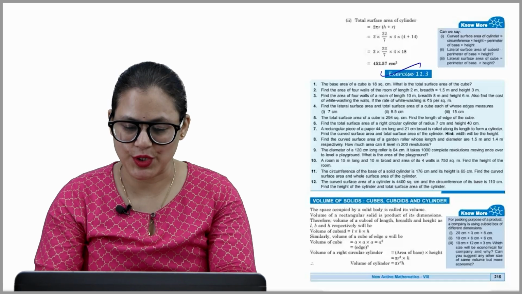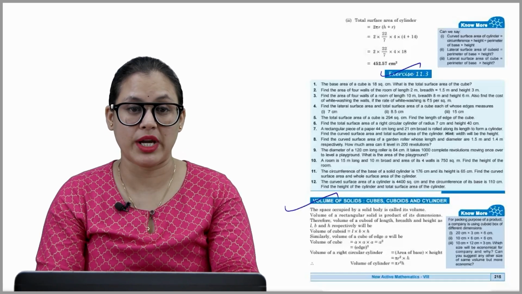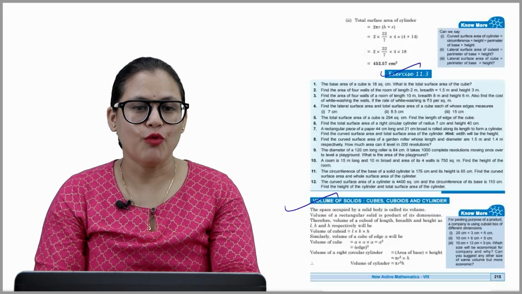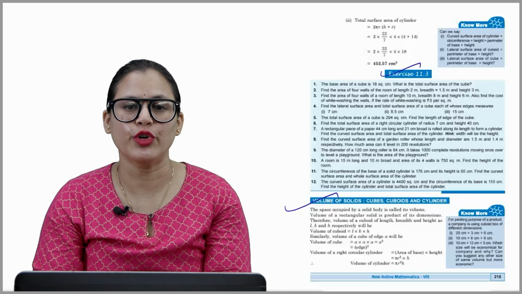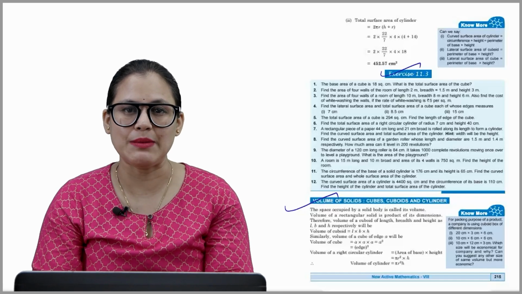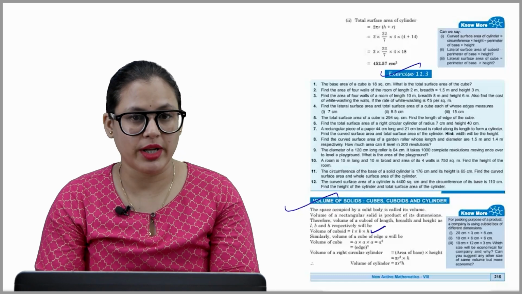Next, volume of solids, that is cubes, cuboids and cylinder. The space occupied by a solid body is called its volume. Volume of a rectangular solid is the product of its dimensions. Therefore, volume of a cuboid of length, breadth and height as L, B and H respectively will be length into breadth into height.